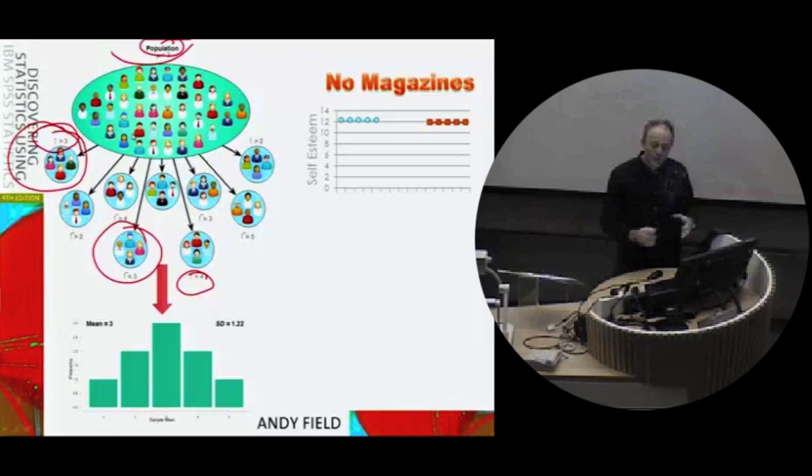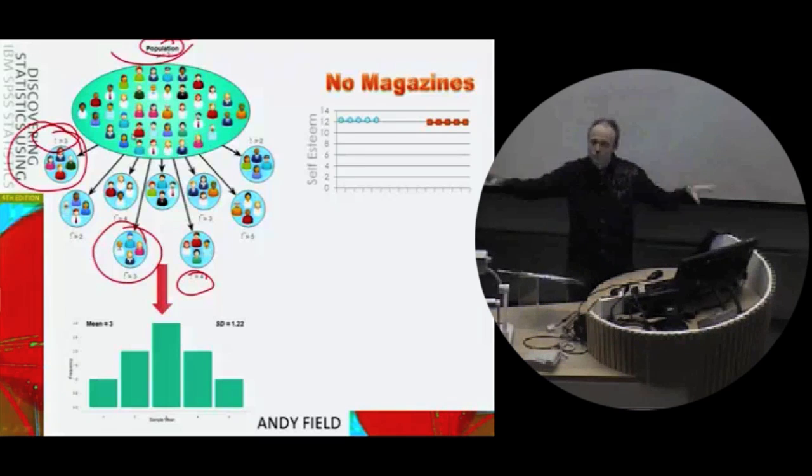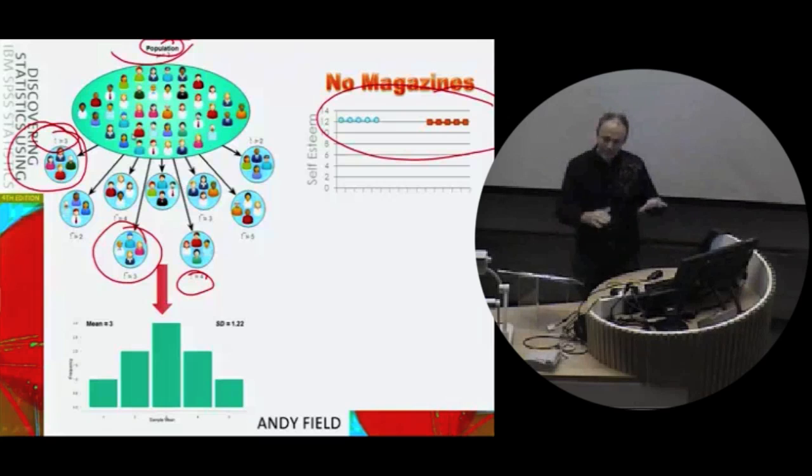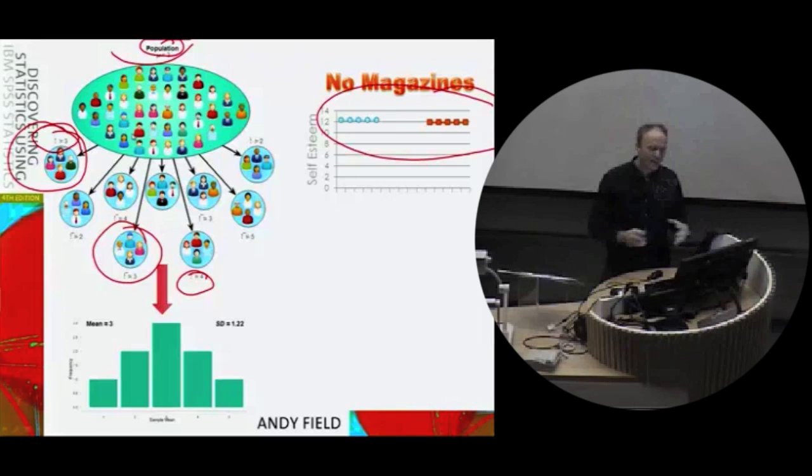So other things being equal, if we took 2 groups of people and we randomly assigned them, and we didn't expose them to magazines, then we'd expect their self-esteem scores to be pretty similar. Not necessarily identical, but pretty similar. If we've randomized them, they should more or less, on balance, be the same.